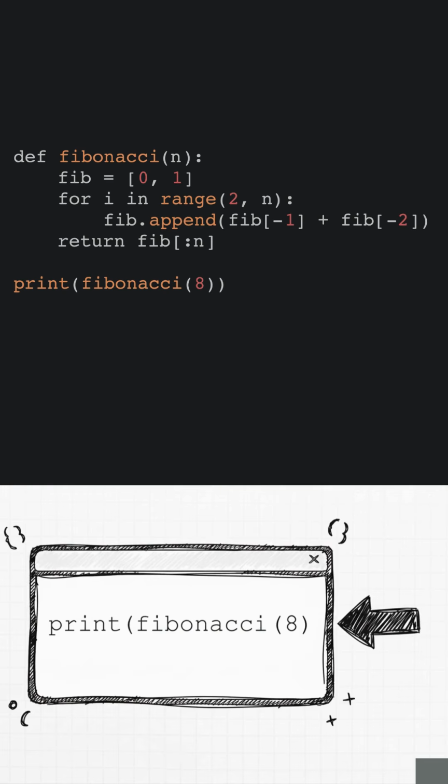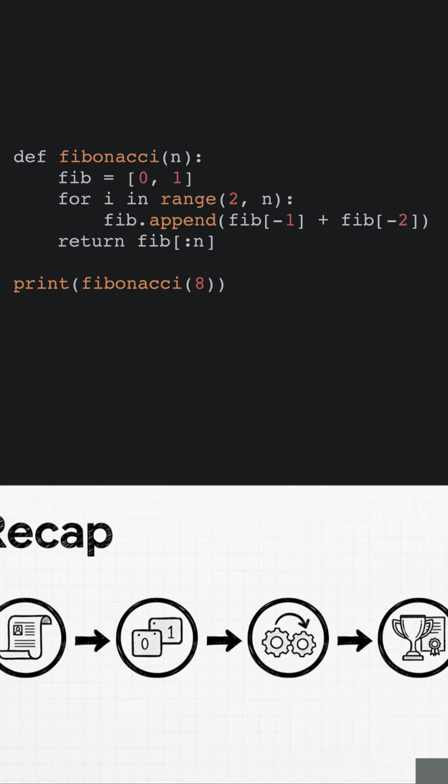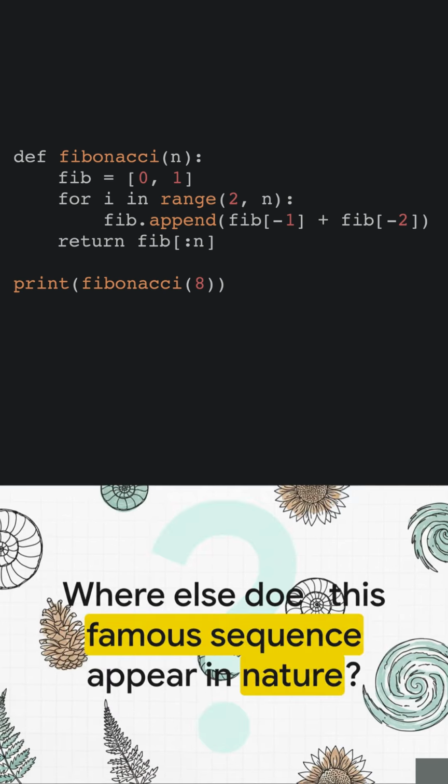We call our shiny new function and just give it the number 8. And bam, there's our final result, the first 8 numbers of the Fibonacci sequence. So quick recap, we defined it, gave it a start, looped it, and got our result. That's it. So now you know how the code works, but the real question is, where does this pattern show up in nature? Crazy stuff.